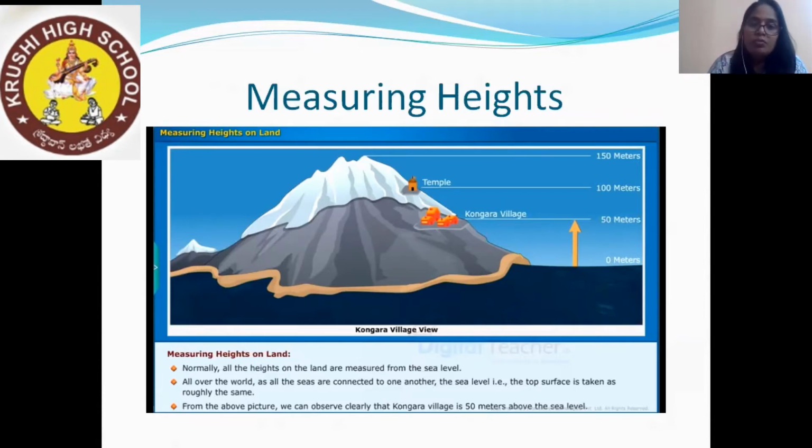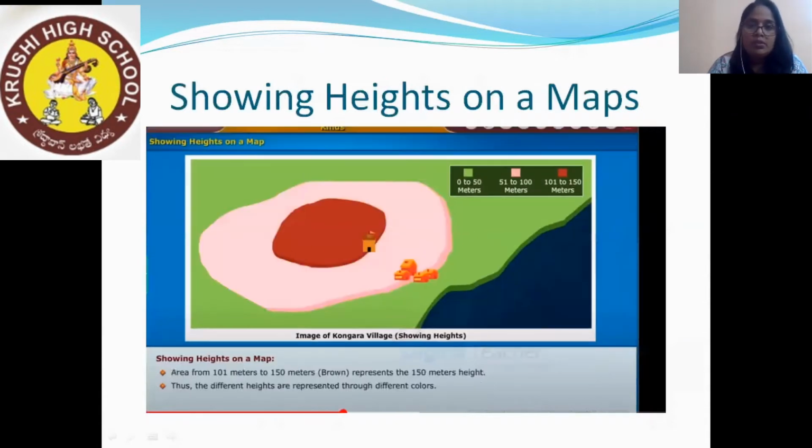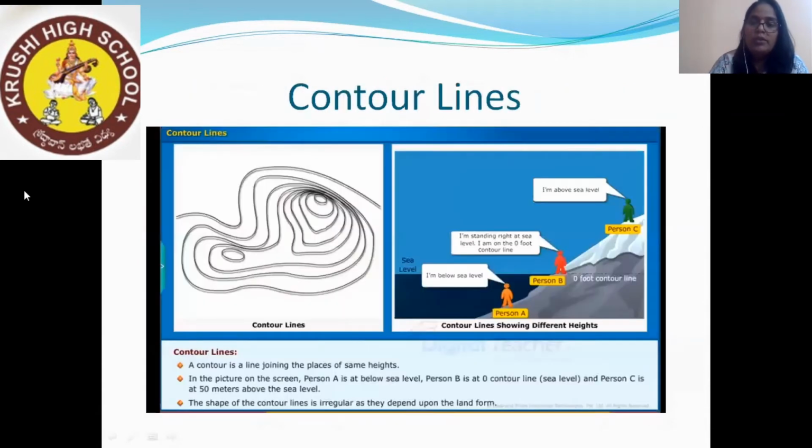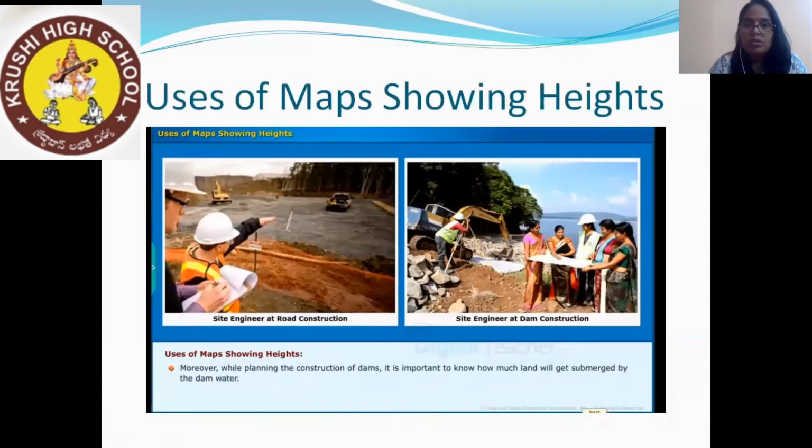Okay, children. From the above picture, we can observe clearly that Kongara village is 50 meters above the sea level. So in this picture, you can see the height of Kongara village.